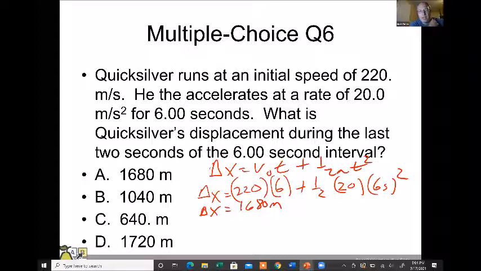What's the trick on this problem? Somebody help me out. Finding the displacement within the first 4 seconds. Exactly. Calculate how far he went during the first 4 seconds.